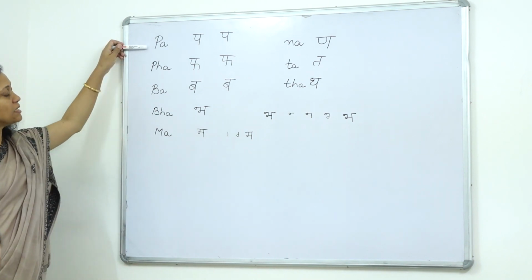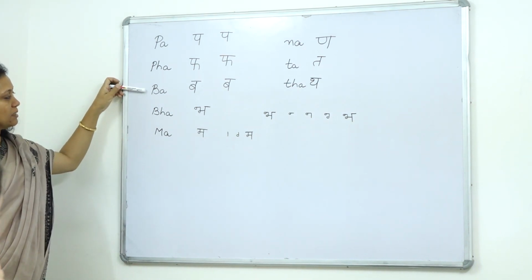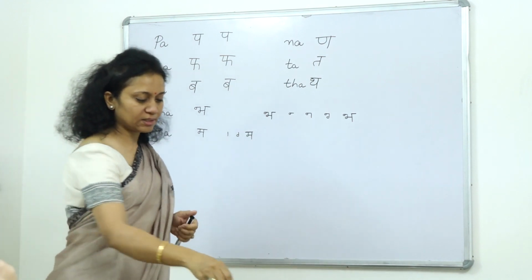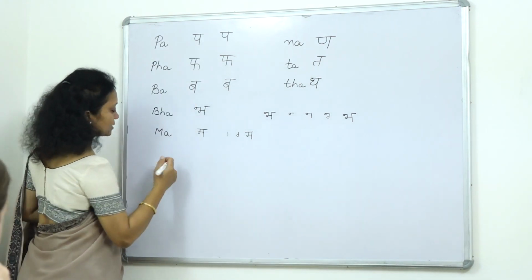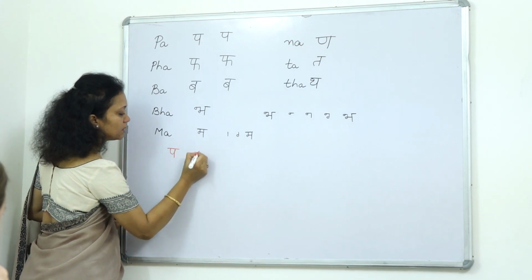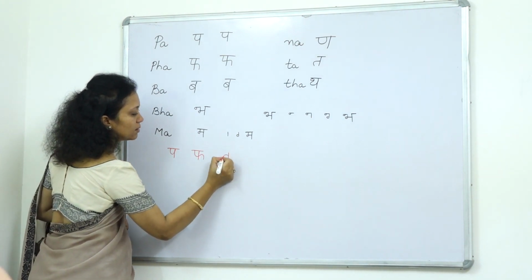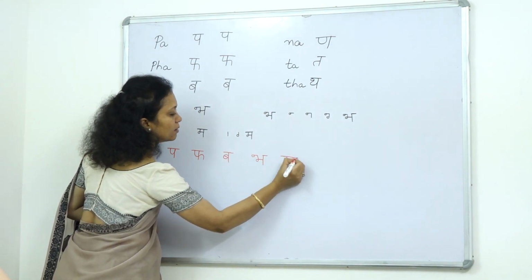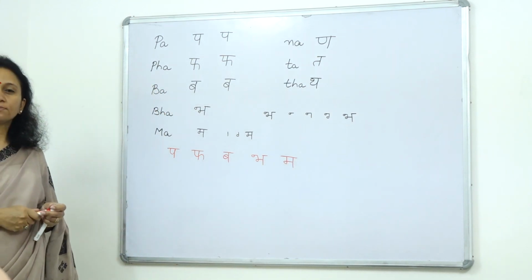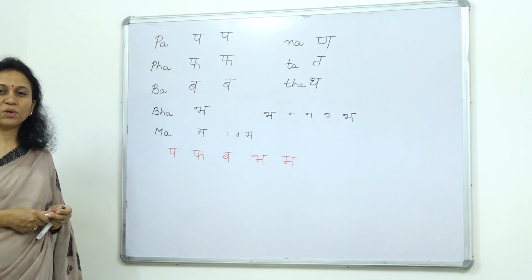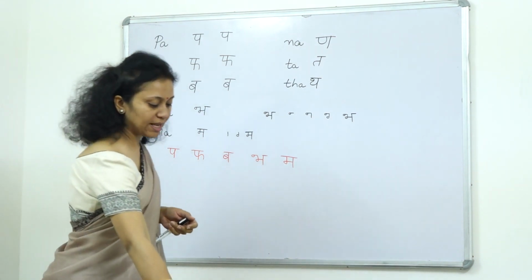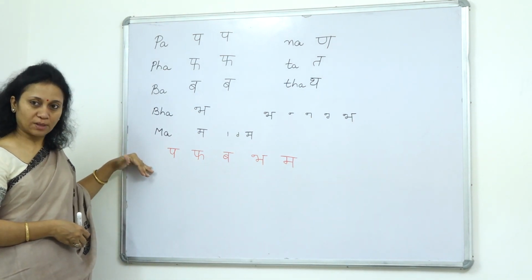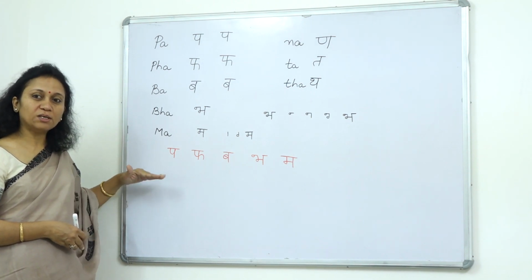So this is P, H, B, B, M. And when I write it down in a row, it goes like P, H, B, B, M. Right? So coming to the next one, I told you that these were the first 5 rows of 5 letters each. And now the next 2 rows are going to be 4 letters each.